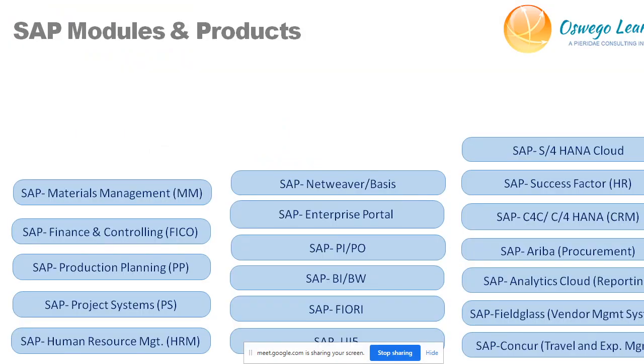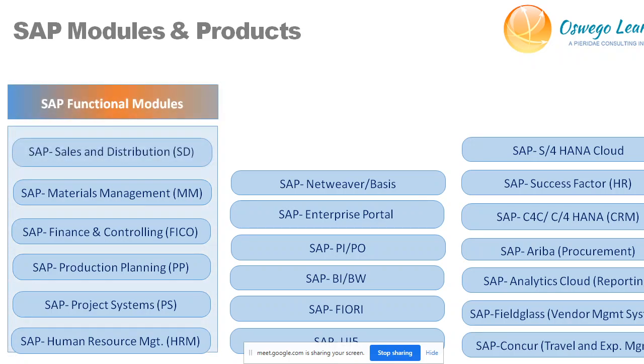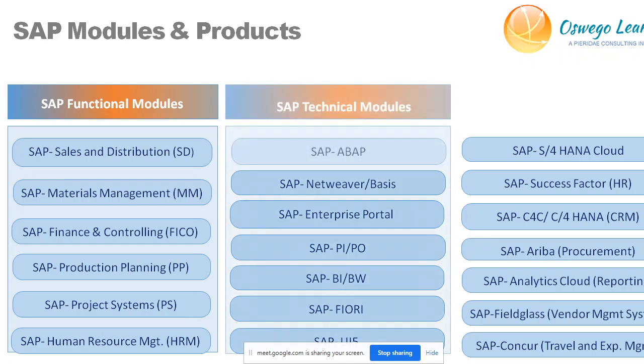Now we'll directly go to the different products available in the SAP bucket. On the leftmost we can see the functional modules available: sales and distribution, material management, finance and controlling. We have production planning and project system, human resource management. Then we have the technical modules.